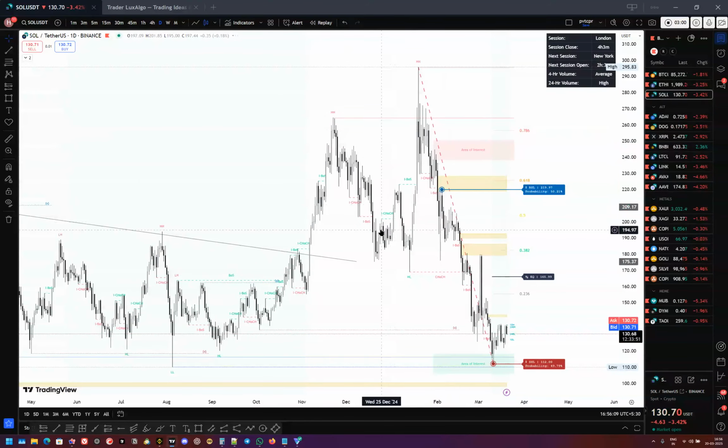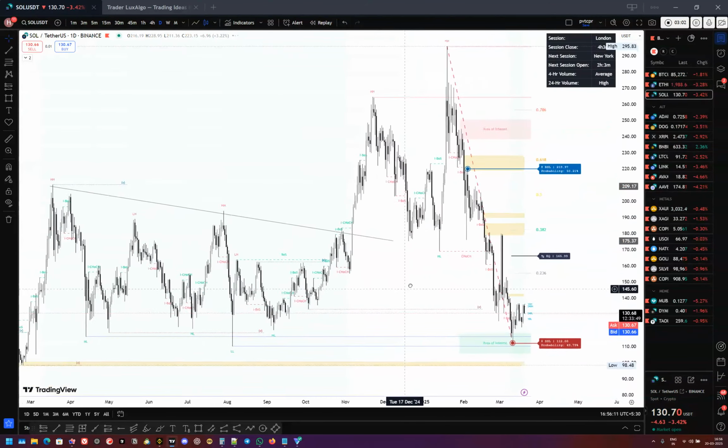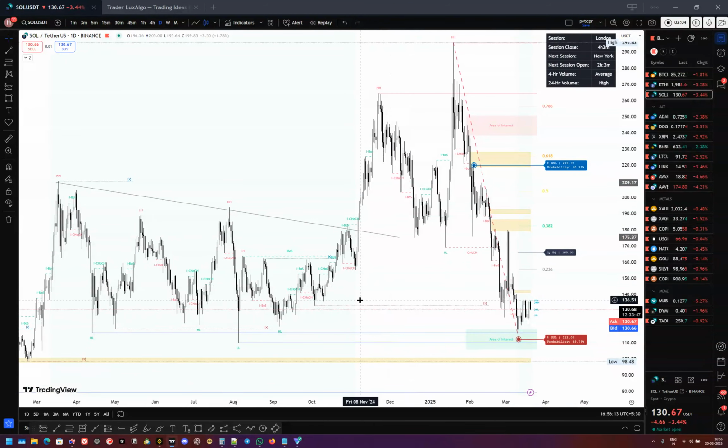This is our Solana trade. So Solana was also going into price structuring. As you see, it was creating higher lows. It was in a channel.